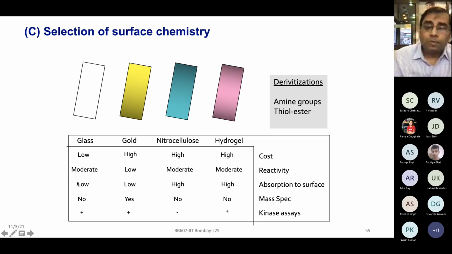Glass is most commonly used, but people also use nitrocellulose membrane or hydrogel. If you look at different parameters, cost-wise, glass is the cheapest one and quite favorable. Reactivity-wise, gold is the least reactive, so it will have less non-specific interaction. That's why it's more preferred. Others will show some non-specific adsorption, non-specific reactivity. And then you will have the mass spec compatibility. If you take out the features from the gold surface, that's more compatible for mass spec-based applications.